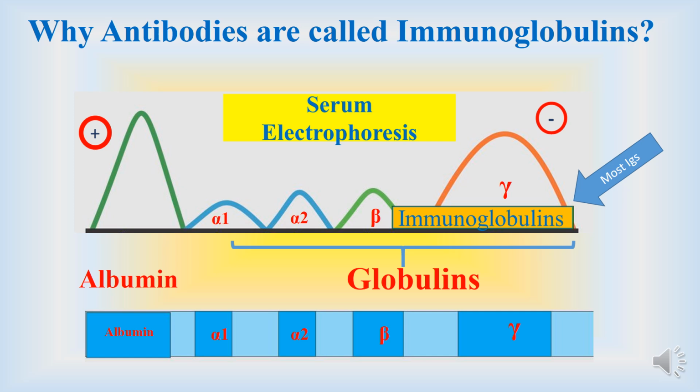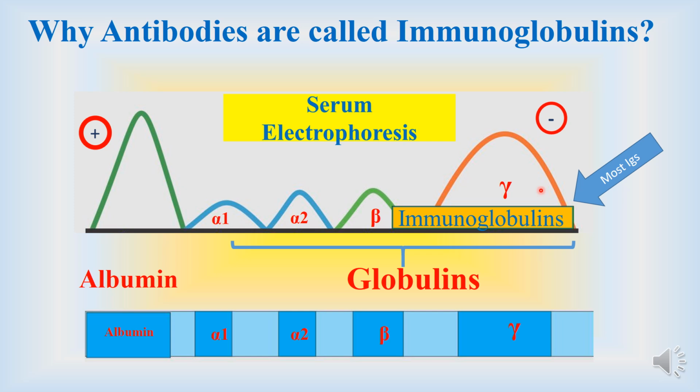So let us first try to address the question why antibodies are called immunoglobulins. As you can see here, this is a serum electrophoresis run. When the serum undergoes electrophoresis, 5 bands are separated, and these bands include proteins. They include the albumin followed by globulins. There are 4 types of globulins as you can see in this electrophotogram, that is the alpha 1 globulin, alpha 2 globulin, beta globulin and gamma globulins.